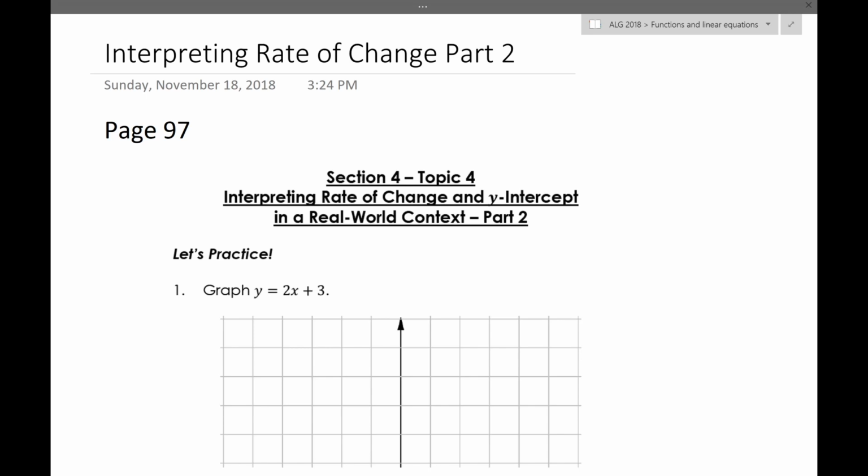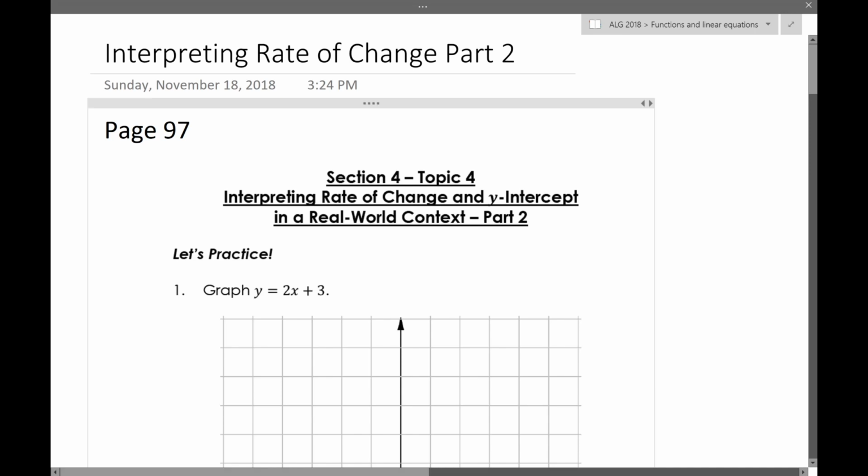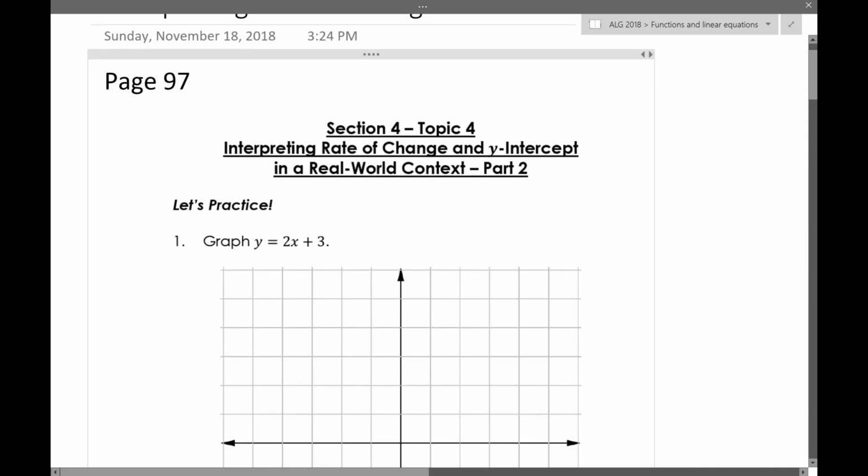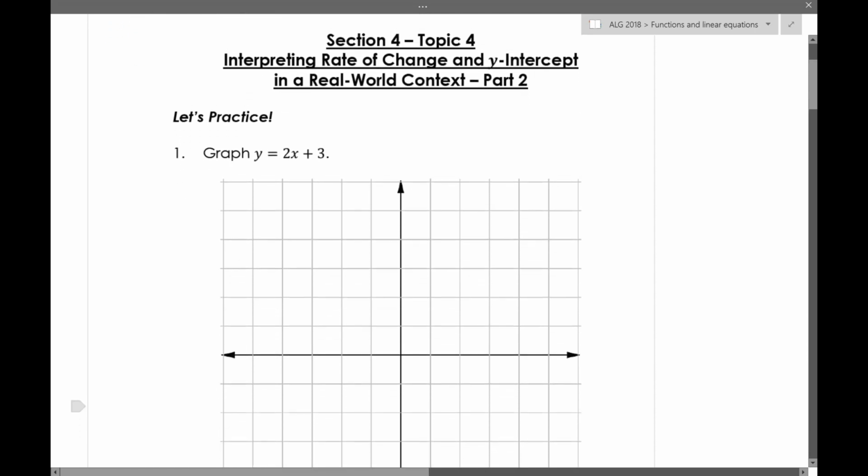Alright, so this is part 2 of interpreting rate of change and y-intercepts in a real-world context. This one we will talk about a new formula that we're going to use a lot, and you will use anytime you're going to graph a straight line. Okay, now let's practice. So first of all, we're going to use the formula called y equals mx plus b.